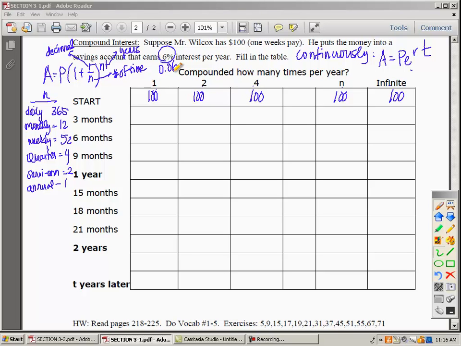I'm going to talk about it in terms of n first, and then we'll plug in our n. Basically, if they're multiplying it n times a year, let's look at 3 months. I start with my 100, and I do 1 plus my rate, 0.06, divided by whatever my n is, to the n times t. Now our time is in terms of years. So we're doing 3 months out of the 12 months in a year. So we're going to raise this to the 3 over 12n.